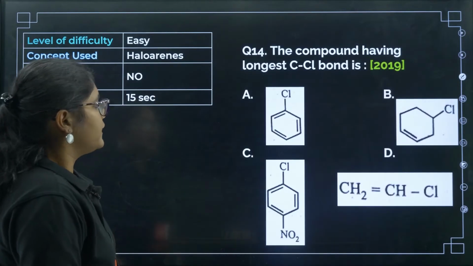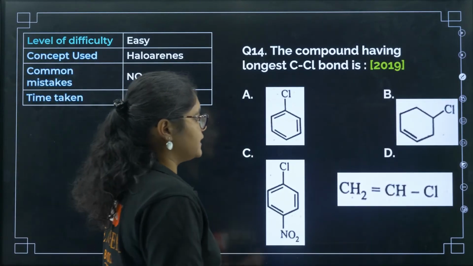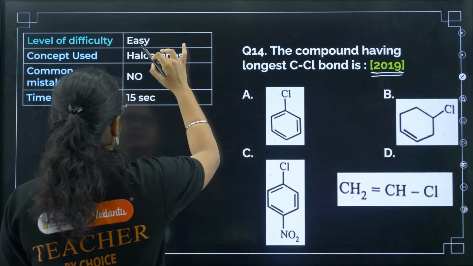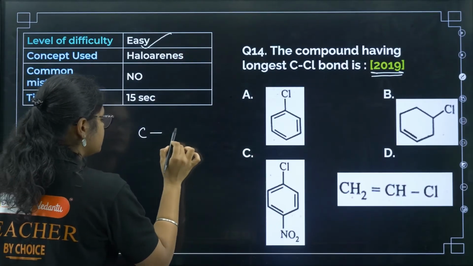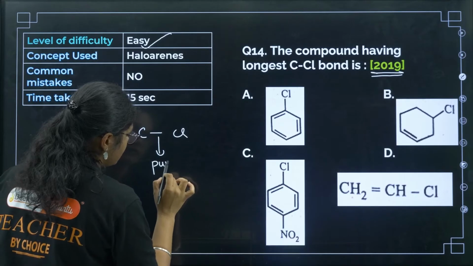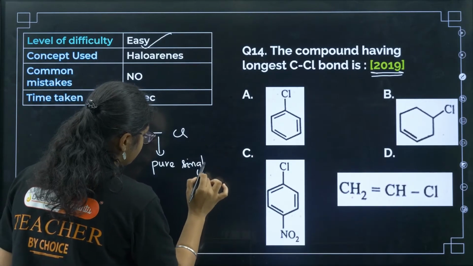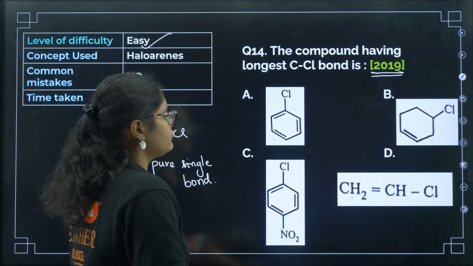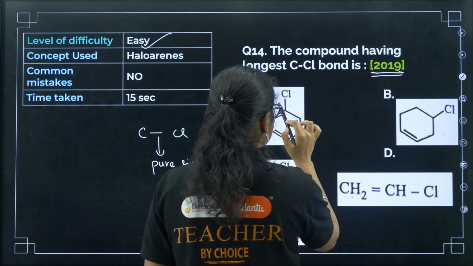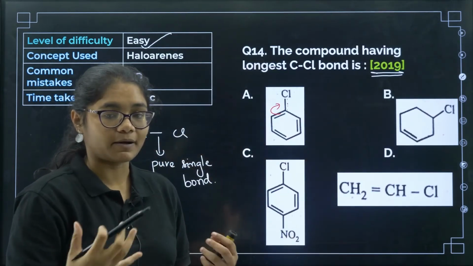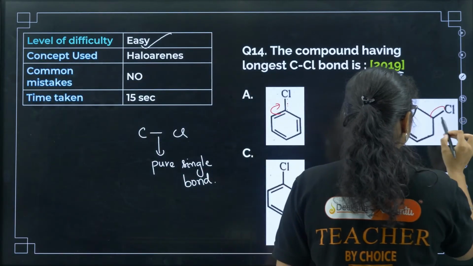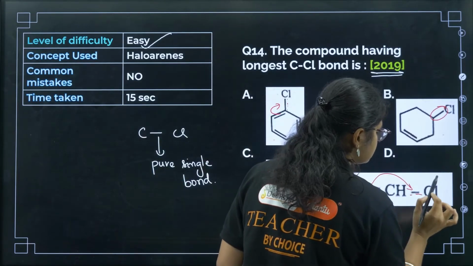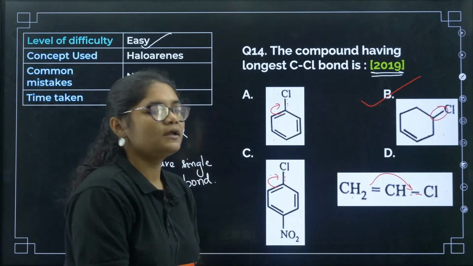Next question: the compound having the longest C-Cl bond. This question was asked in 2019, again a super easy question. If you want the longest C-Cl bond, then this bond should be a pure single bond. Here there is resonance, so this bond has partial double bond character. Here this is a pure single bond. Here also we have resonance, so this is a partial double bond. Here also we have resonance, partial double bond. So the correct answer will be option B.